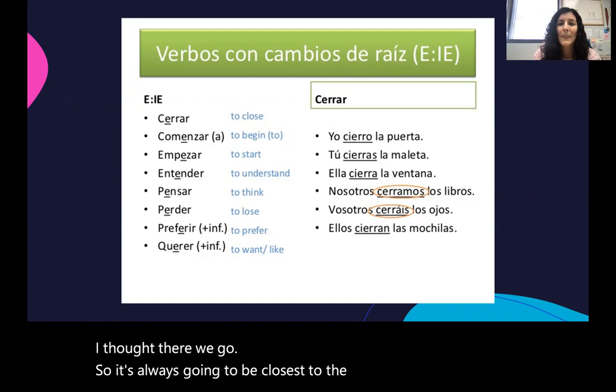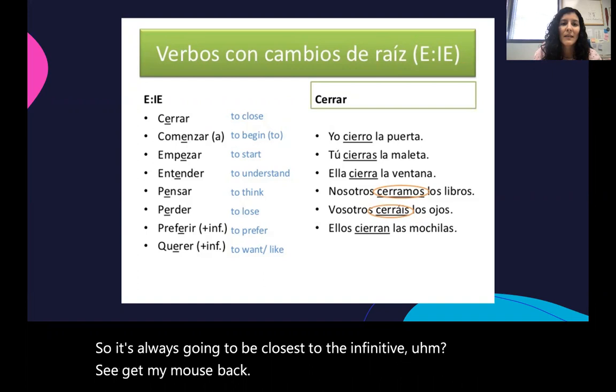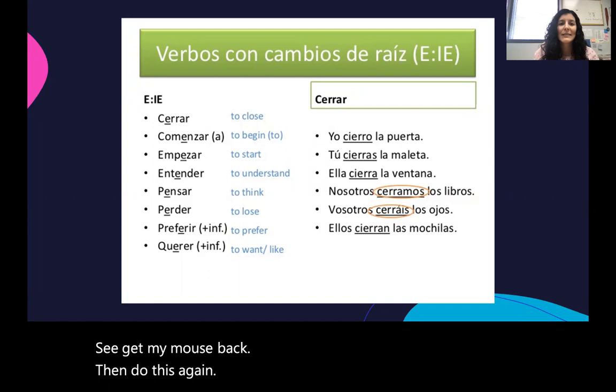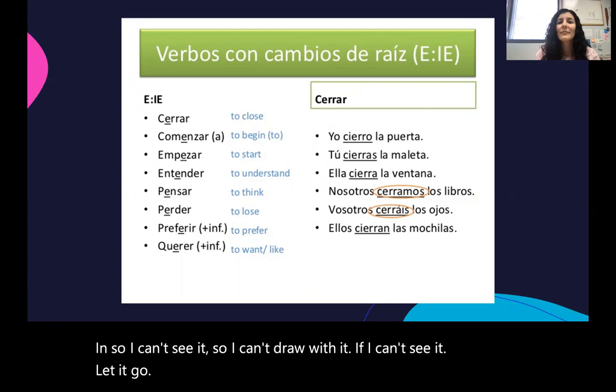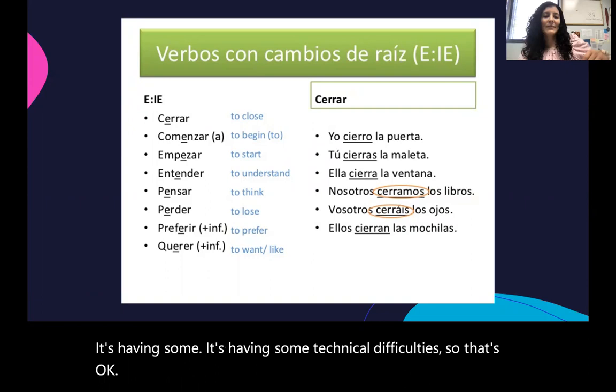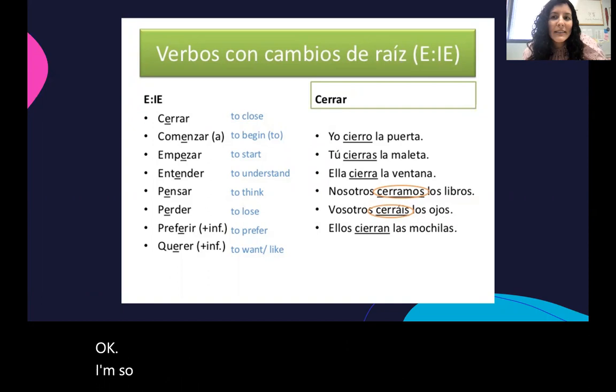Sorry, I lost my little cursor. Let's see, get my mouse back and then do this again. I can't see it, so I can't draw with it. Where'd it go? It's having some technical difficulties, so that's okay. I'm so sorry, I'm trying to figure out where did it go. There it is.